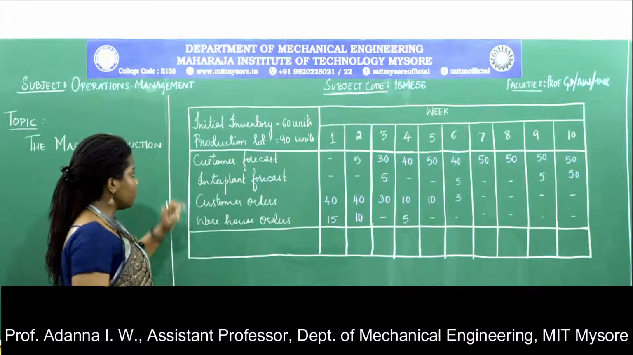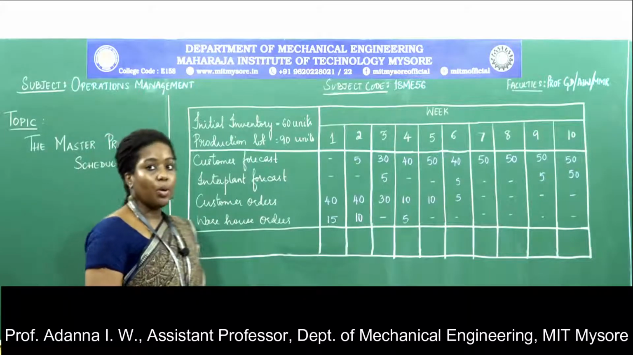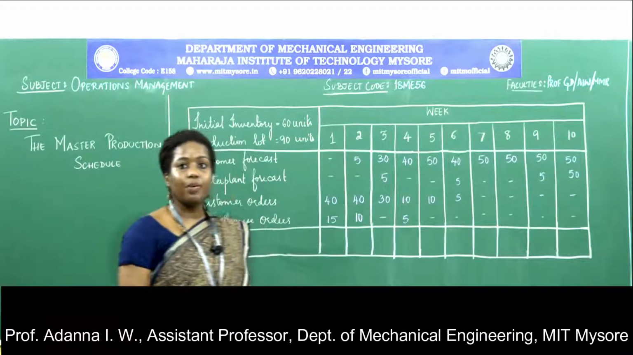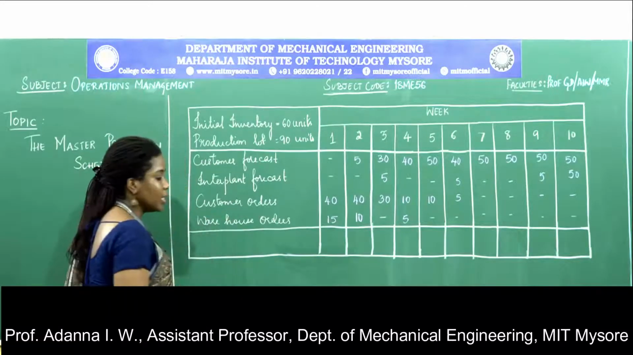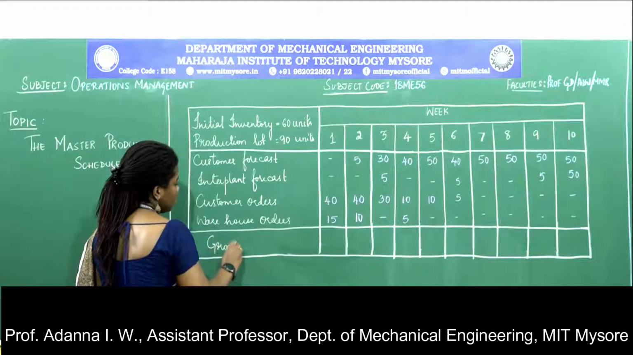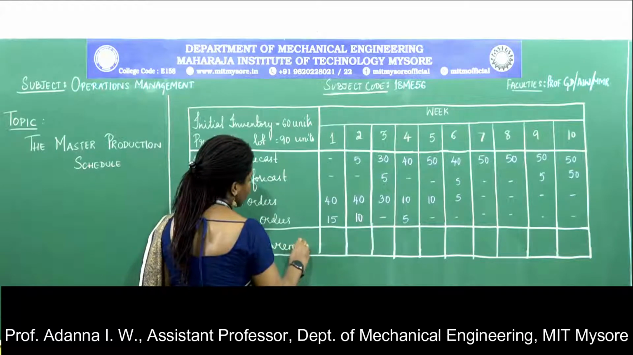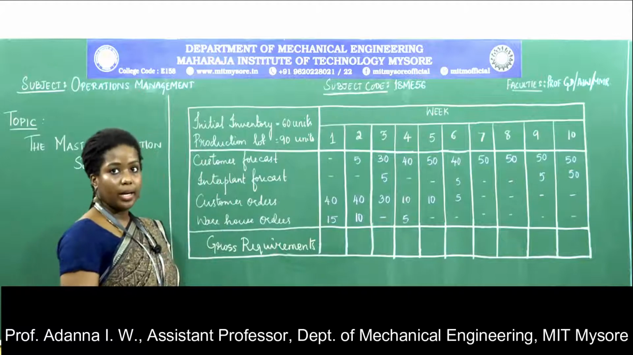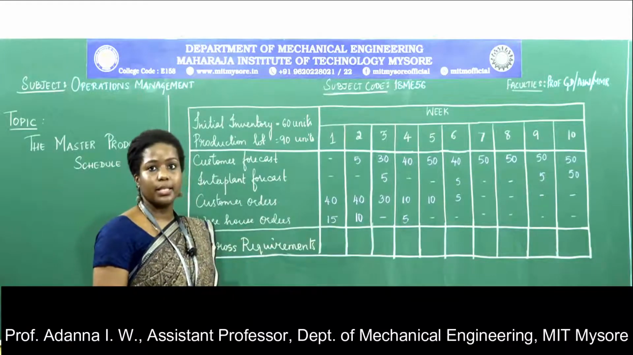Here we have the customer forecast, interplant forecast, customer orders, warehouse orders. What we are going to do here is, for every time period, it is in weeks, we will find out what is the gross requirement for every single week. So here we will find the gross requirements for every single week. How will we do this? We will do this by adding all the requirements in the table.